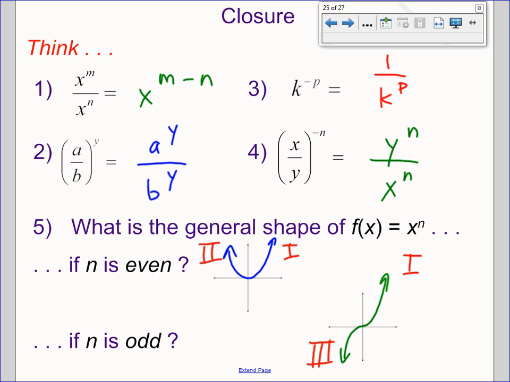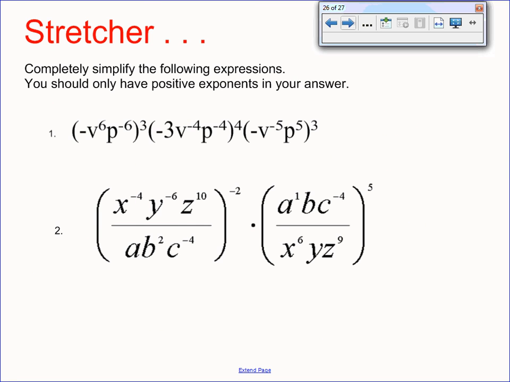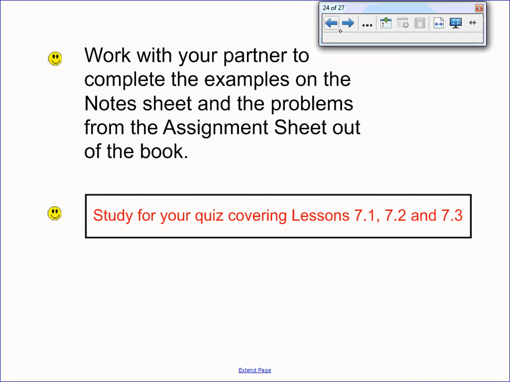Great work today. The rest of the time is going to be yours. There's a stretcher for good measure for those of you who still need a little challenge. You may work quietly with a partner, and I'll go ahead and save the recording. Nice job today. Don't forget your quiz next class.